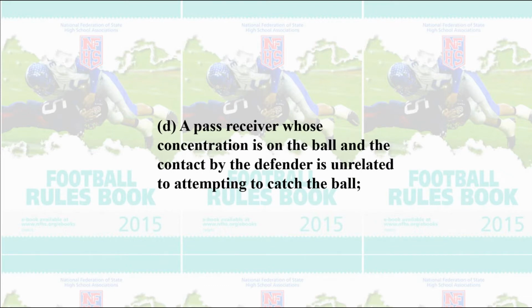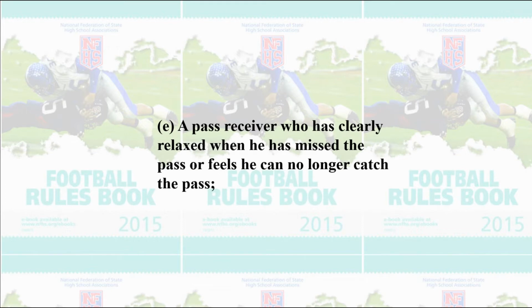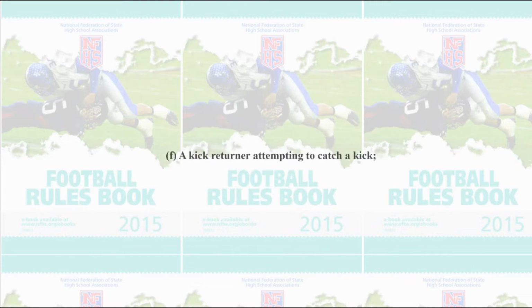A pass receiver whose concentration is on the ball and the contact by the defender is unrelated to attempting to catch the ball. We're going to see examples of this foul later on. E, a pass receiver who has clearly relaxed when he has missed the pass or feels he can no longer catch the pass. Again, we'll be seeing some examples of this one.